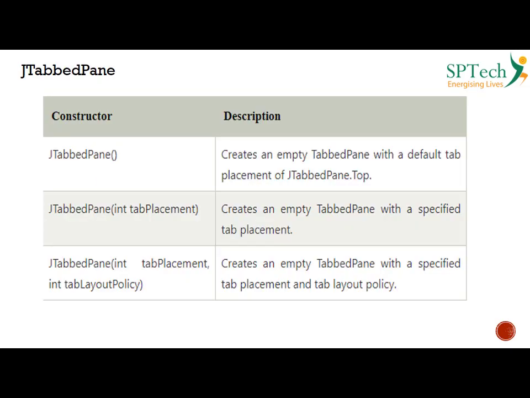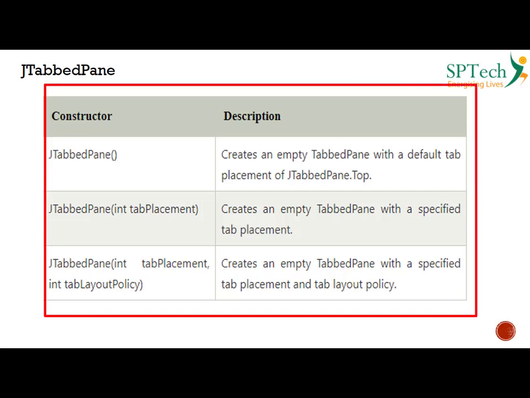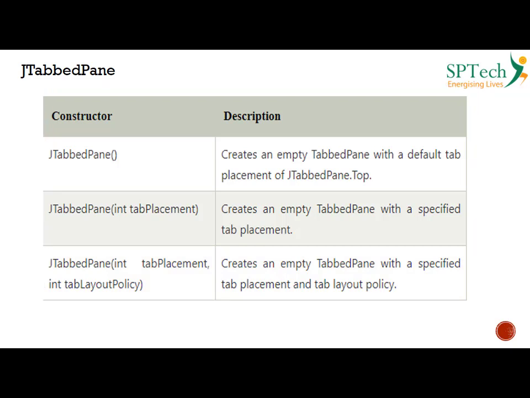Now how do you create this JTabbedPane? There are three constructors involved in this. The first one is the JTabbedPane constructor, which creates an empty JTabbedPane with a default tab placement. Then you have another constructor which creates an empty tabbed pane with a specified tab placement. And you have one more constructor which creates an empty tabbed pane with a specified tab placement and tab layout policy. So it depends upon which constructor you want to use.